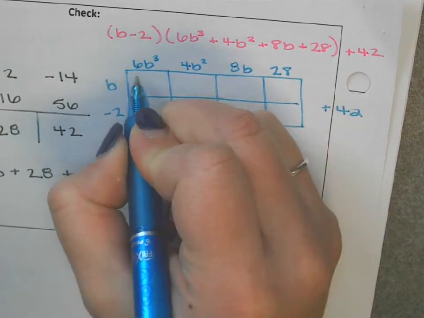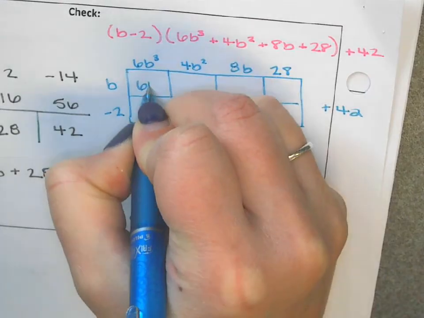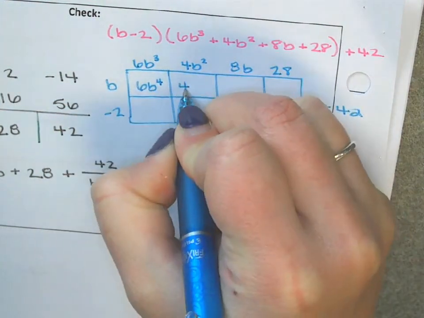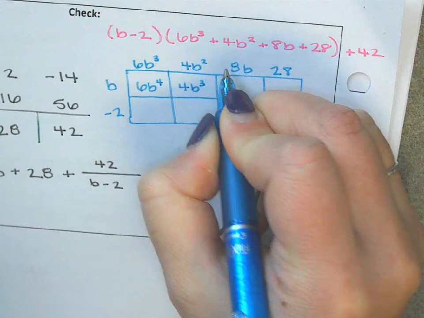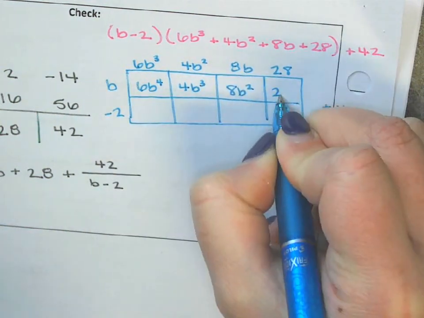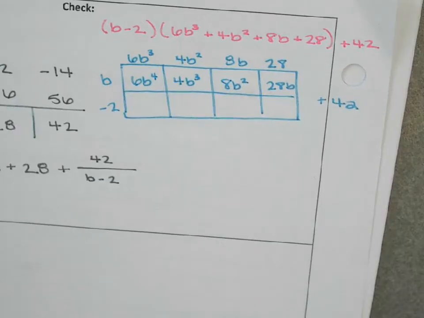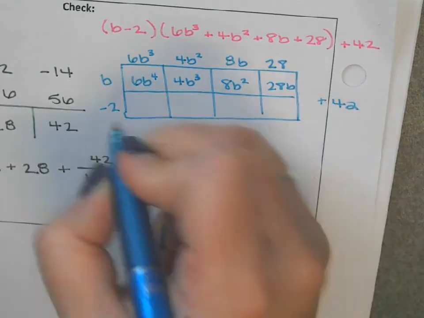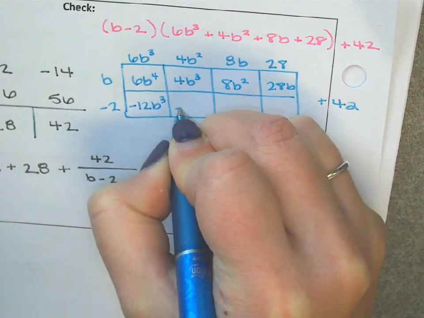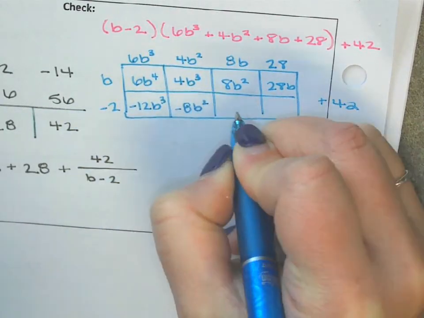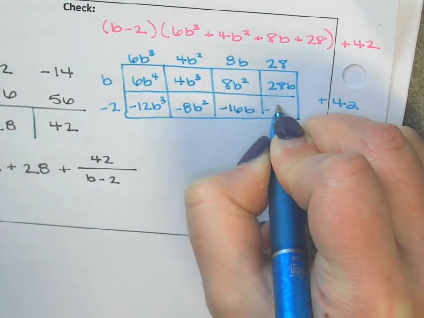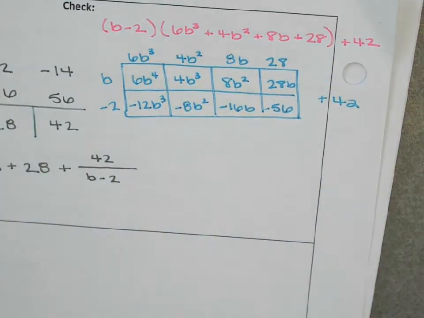Six b times b is 6b to the fourth. 4b squared times b is 4b to the third. 8b times b is 8b squared, 28b. Okay, next row. Negative 12b to the third, minus 8b squared, minus 16b, negative 56.